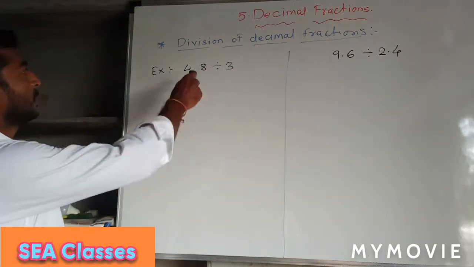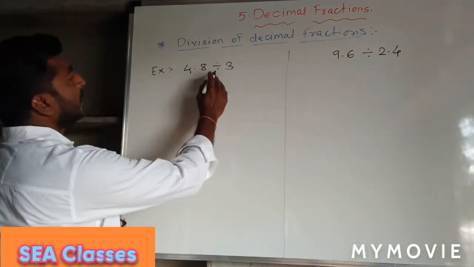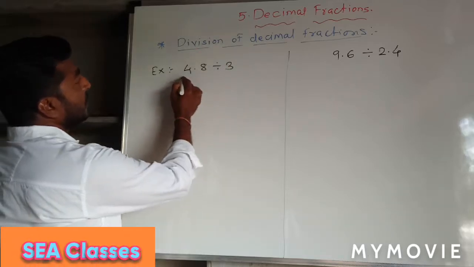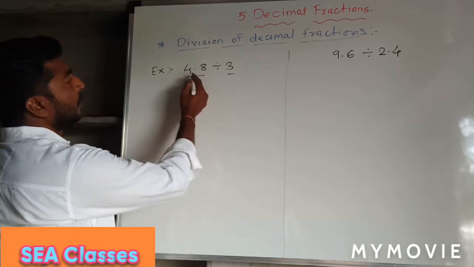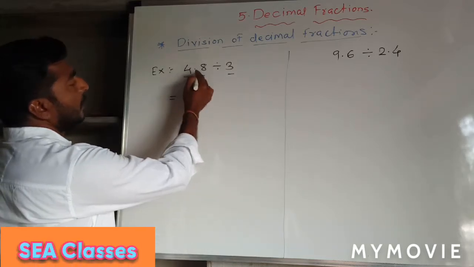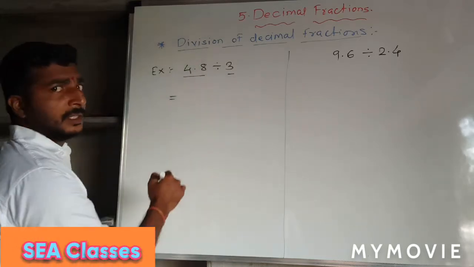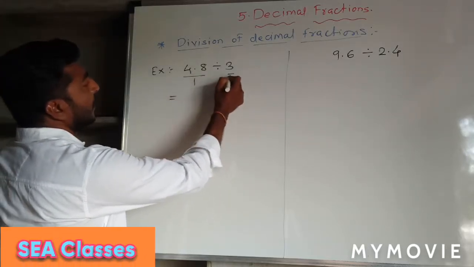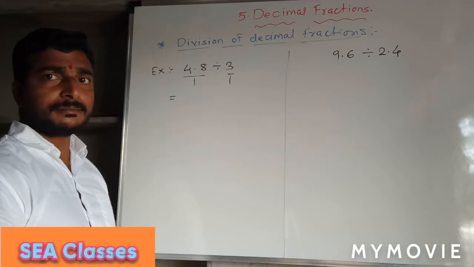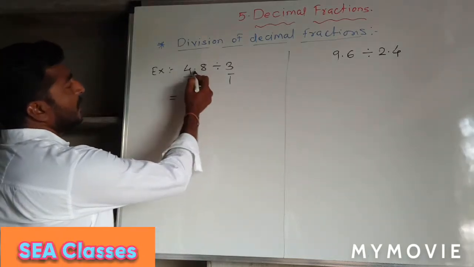Now the first example you see here is 4.8 divided by 3. The first number is a decimal number and the second is a whole number. Now you know how to convert the given decimal fraction into a common fraction. Here is 4.8. You know that every number has a denominator 1. Now you have to remove the decimal from here.